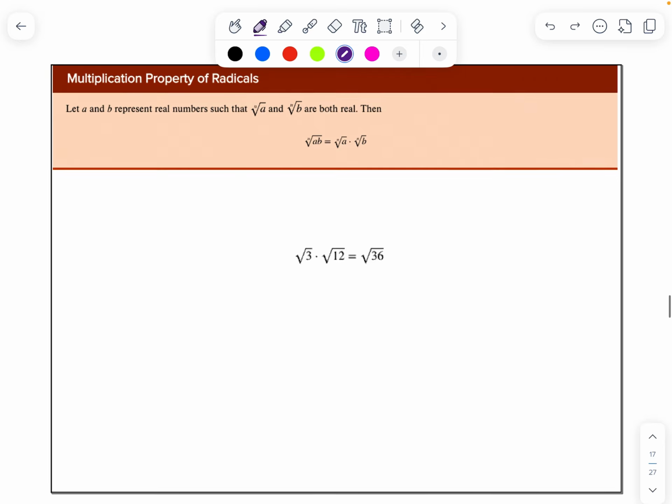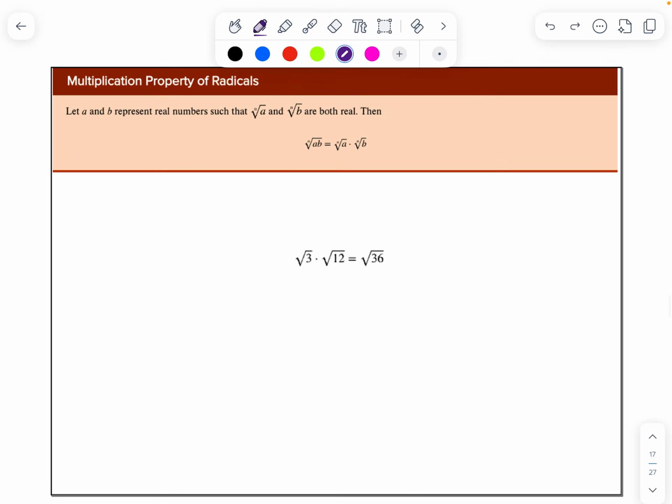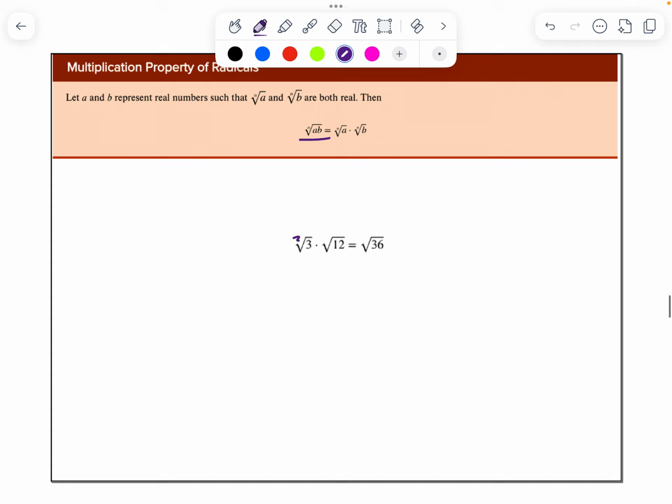Whenever you multiply things, as long as they have the same index, right, an nth root and an nth root, you can multiply them into one radical. So here, for example, square root, we can multiply those and make it a square root of 36. As long as the indices match, we're allowed to multiply to combine. The same thing works in reverse. I could take that 36 and break it into 3 and 12 if I wanted to.